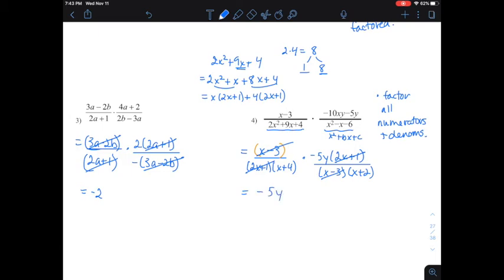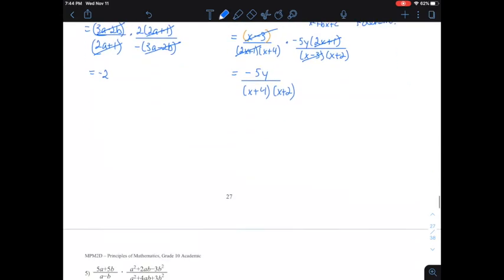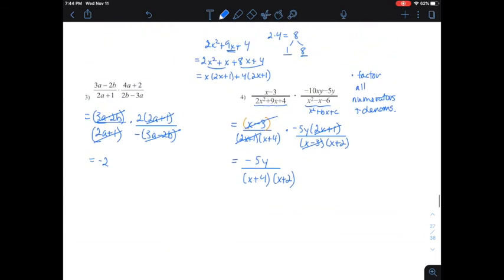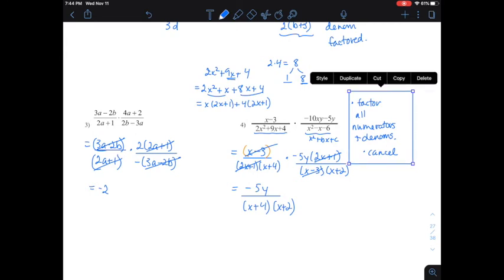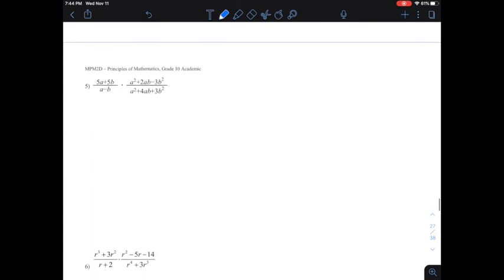Okay, and let's see what we have left. Negative 5y over x plus 4, x plus 2. Okay, guys, so remember the name of the game here is to factor all numerators and denominators and then cancel out terms. Okay, so basically this is the recipe for these questions. The only thing I can really change is what things you need to factor.